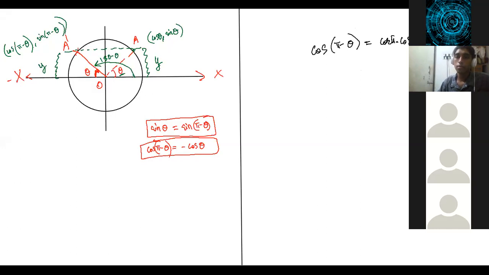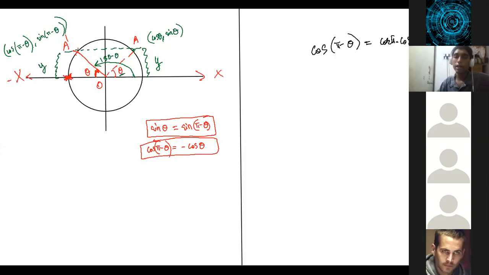Sir, 0. What do the other students say? Sin pi is? Sin 180 degrees. I know that. What is sin pi? So sin pi we can find as the y coordinate at this point. Yeah, it is simply the y coordinate at this point on the x-axis. It will be 0. So this entire term is 0. What is cos pi? The x coordinate at this point.